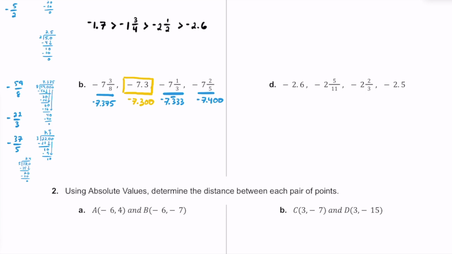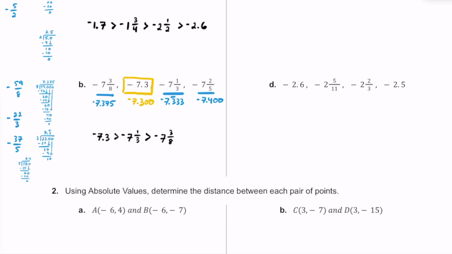So which of these decimals is the biggest or the greatest value? Well, it's going to be the one that's closest to 0 since they're all negative here. So I believe this negative 7.3 is going to be the greatest value. And then we have this negative 7 1/3. That's going to be a little bit smaller. And then what we have next is going to be negative 7 3/8.